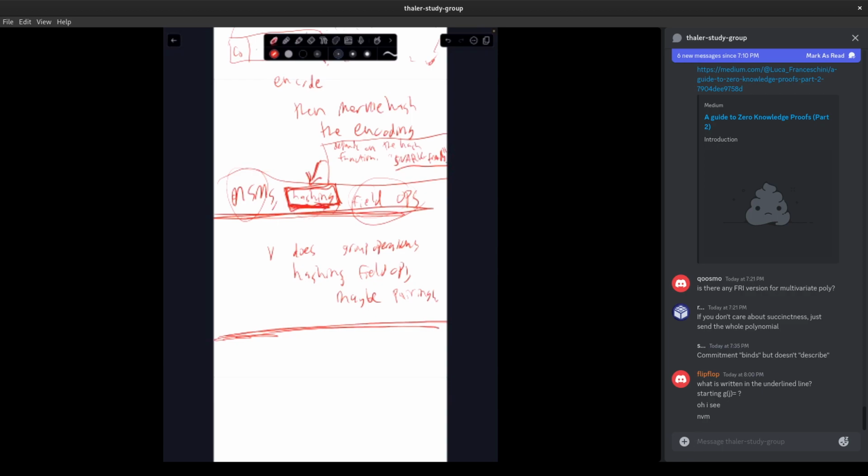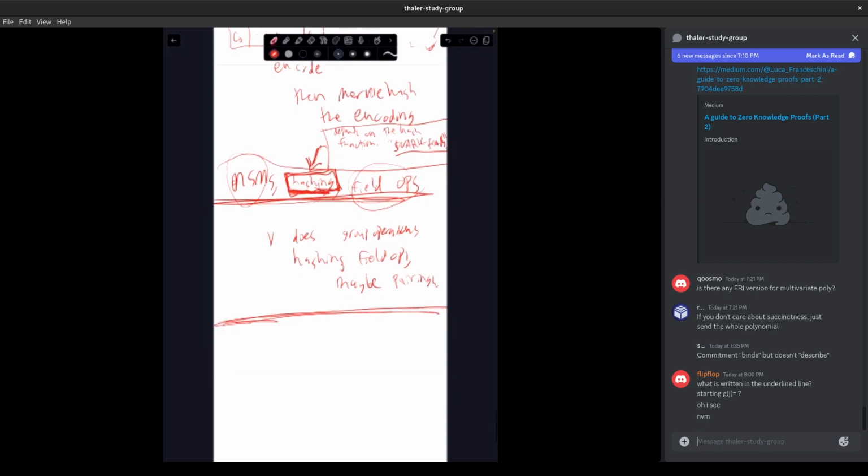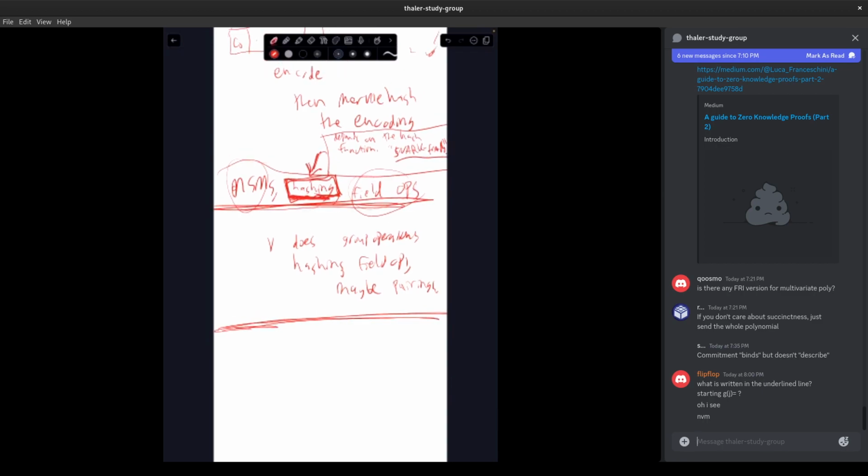Which is also related to recursion, right? Yeah. So I'd say recursion mostly amounts to proving you verified a proof. And so if your SNARK verifier does a lot of hashes, then proving you verified a proof mostly amounts to proving you did a lot of hash evaluations correctly.